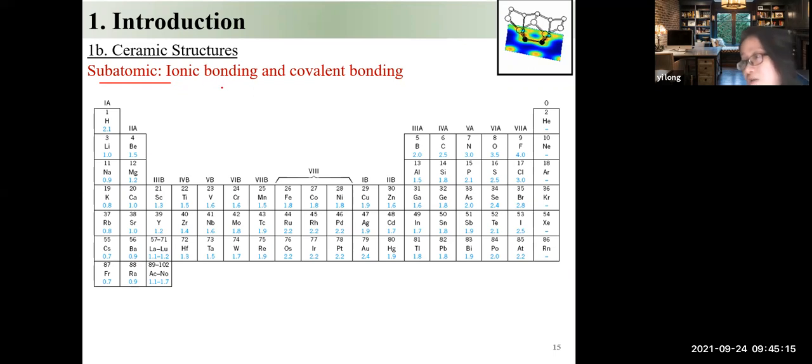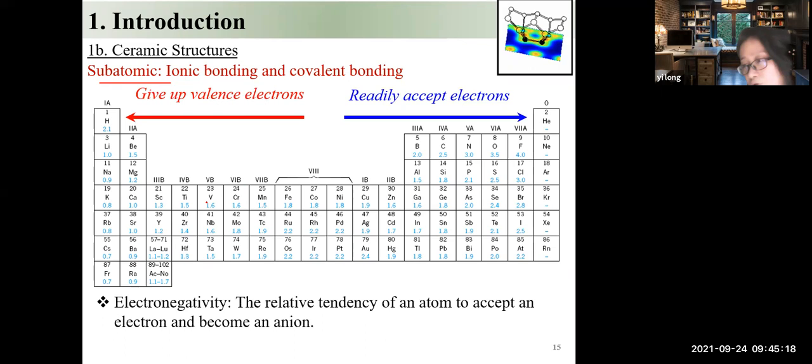It's pretty straightforward. We can use this table. You can see all these figures here. These figures we call the electronegativity. So what is it? It is defined as the relative tendency of atoms to accept electrons and become ions. Obviously, this one is the highest, I can say 4, 3, 2.8. It's very high. But for this column, it is very low. So if you move this way, the electronegativity is higher and higher.